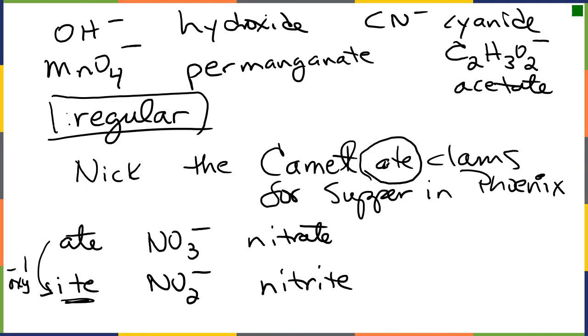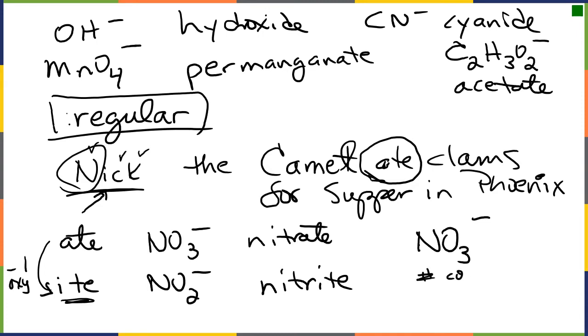So how does Nick the Camel help? Well, Nick the Camel gives us the pattern for what we need for our ate. So starting with Nick. The N at the front is the element that's not oxygen. The total number of consonants, N, C, and K, is the number of oxygens, so that's 3. The number of vowels is going to be the charge. So the number of consonants is equal to the number of oxygens, and the number of vowels is equal to the charge.